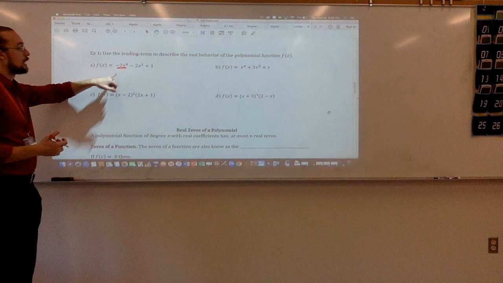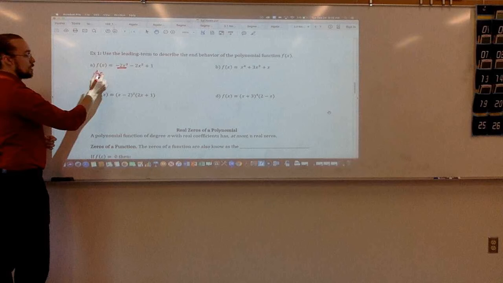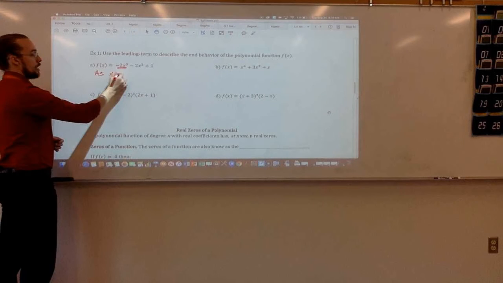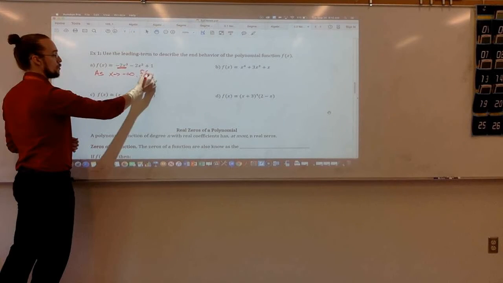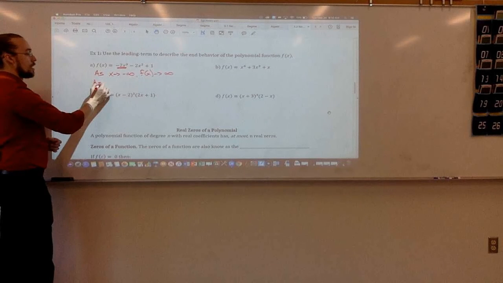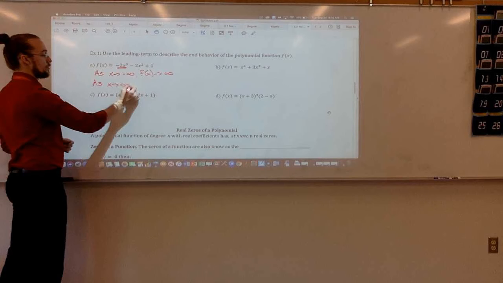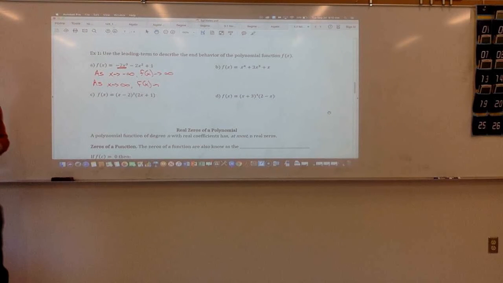And it's negative. So as x goes to negative infinity, what does f of x do? We've got a negative odd degree. We go to positive infinity. And as x goes to positive infinity, f of x goes to negative infinity.